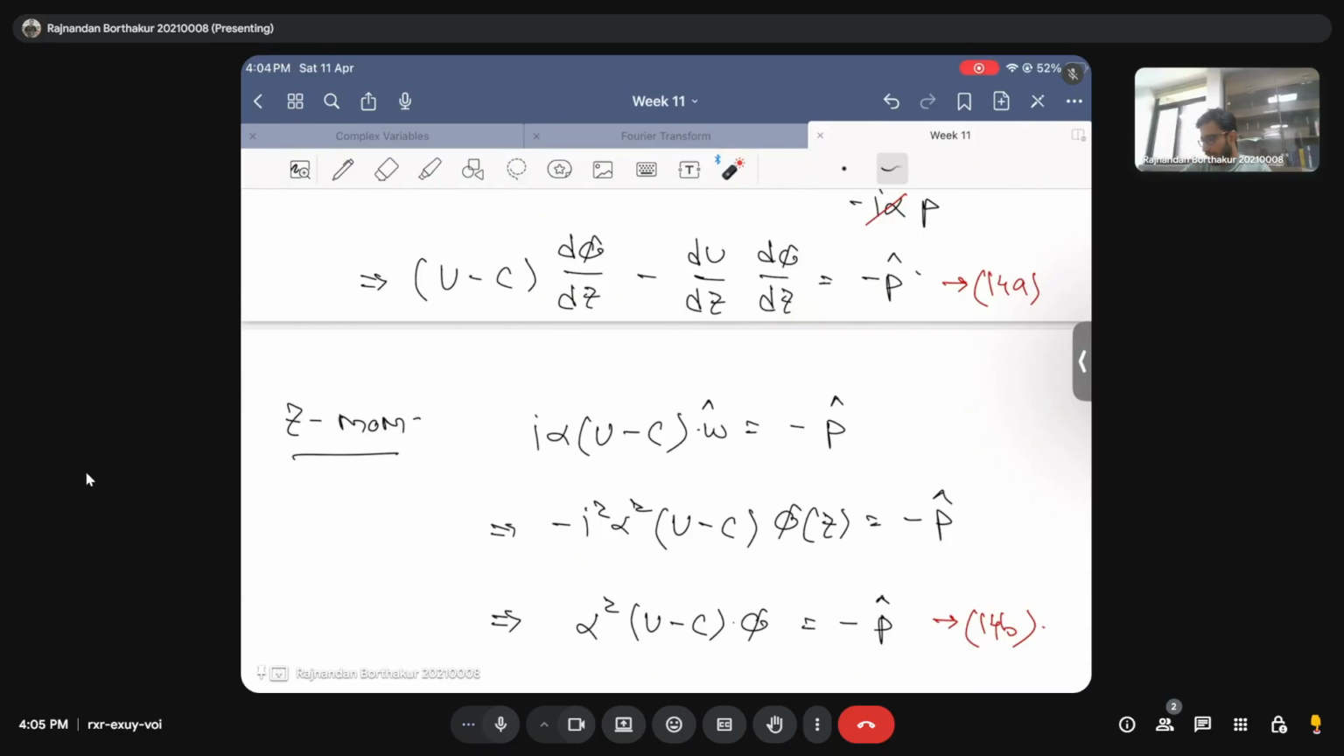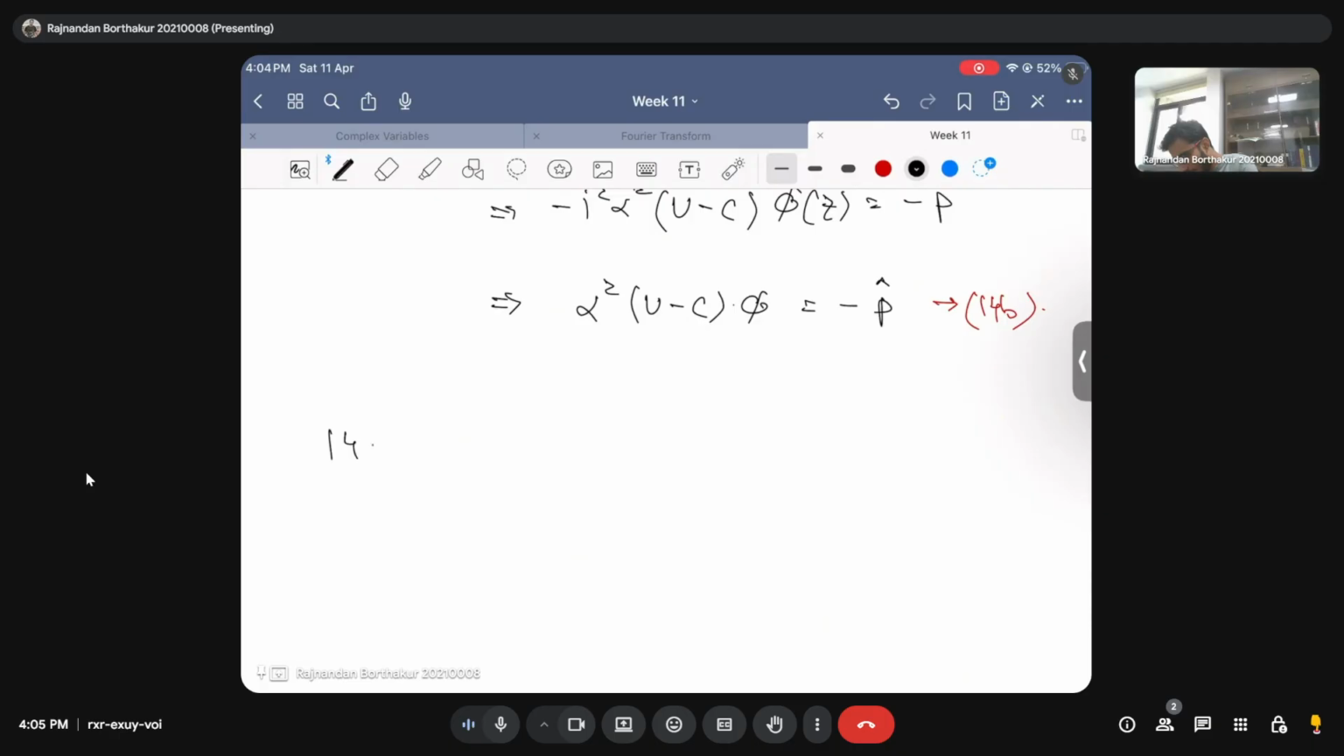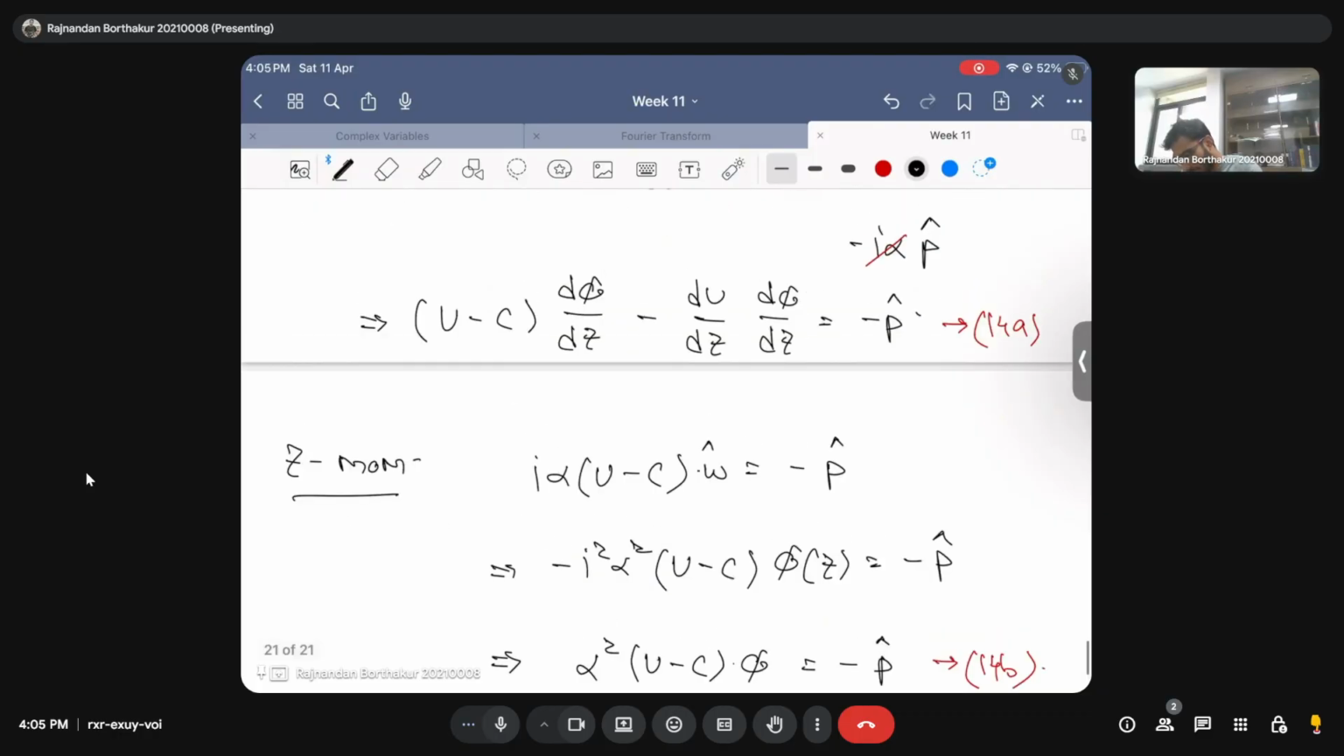Okay, so that's the final bit of the puzzle that we require to solve. As I said, our objective is to derive an equation for phi. So we'll just eliminate this p hat. For that, we'll just subtract this equation from this equation. And if we do that, let's see what we get. So we'll subtract 14b from 14a, and let's see what we get.